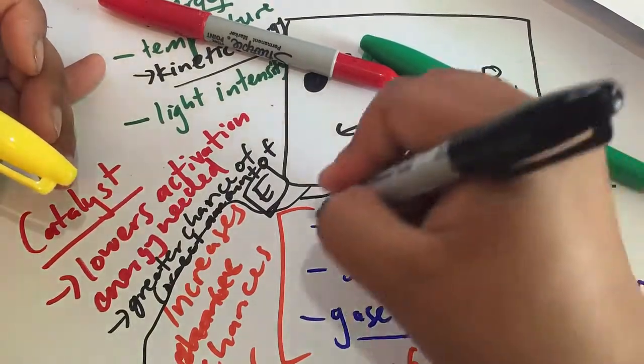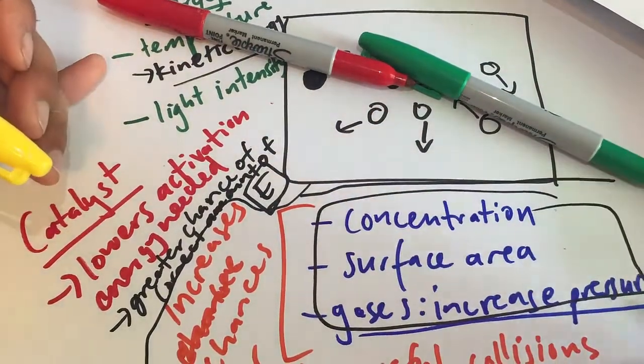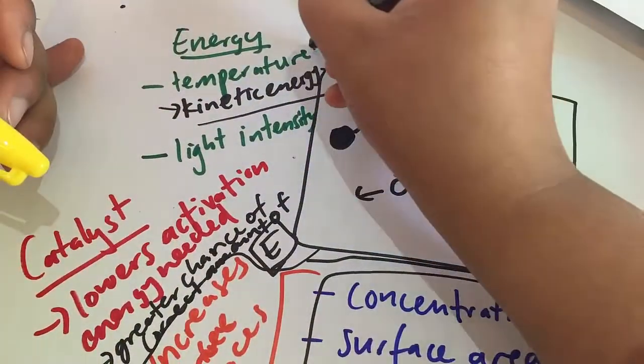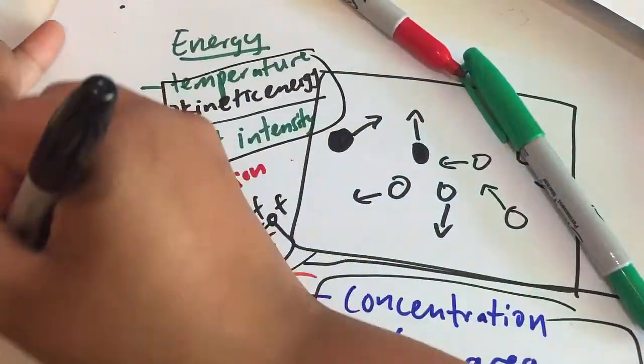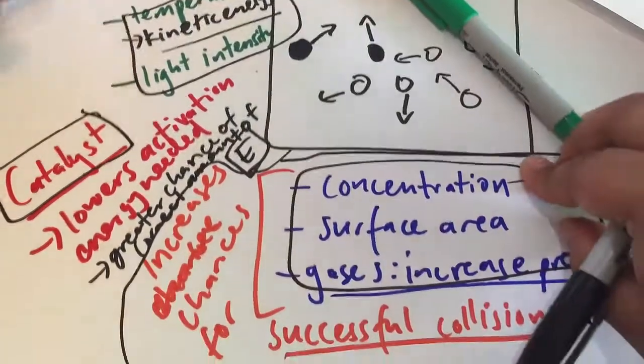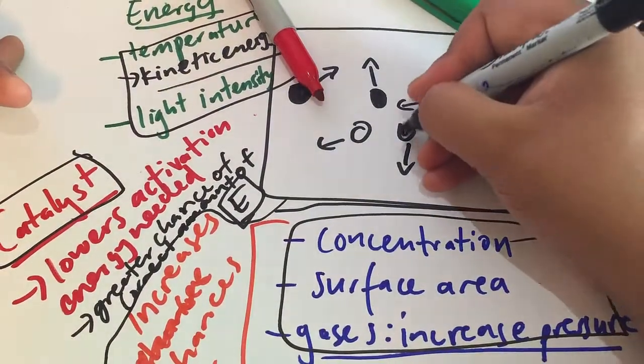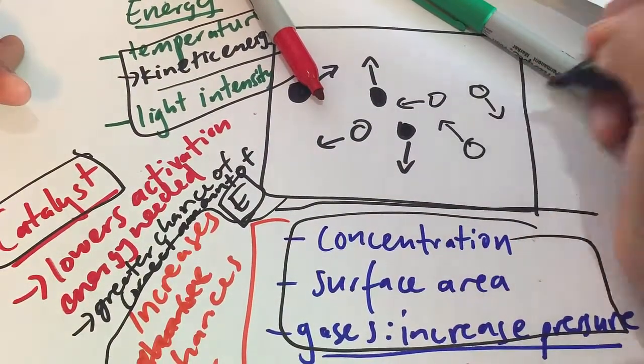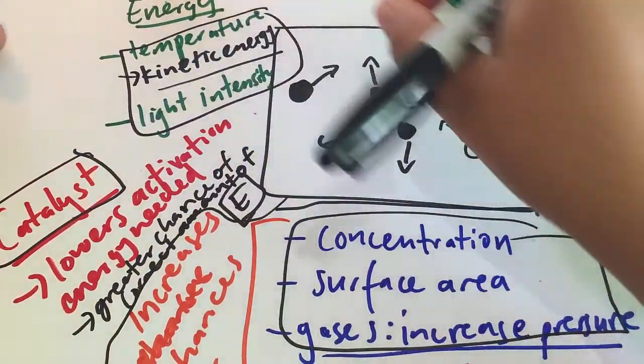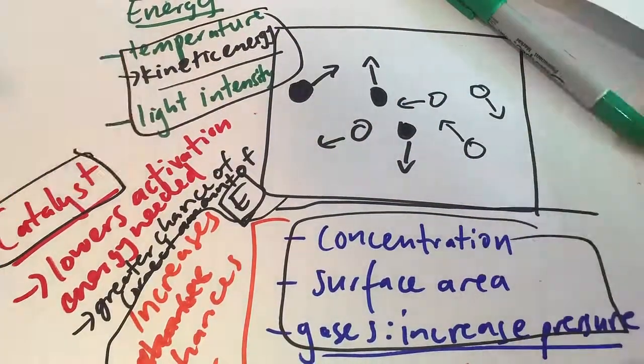And so in this case, let me just separate this out. These factors, so concentration, surface area, pressure, temperature, light intensity, and a catalyst, we can use all these to manipulate the collision theory and what we know about how to get successful collisions in order to try and increase the rate at which these particles are going to collide to increase a reaction.